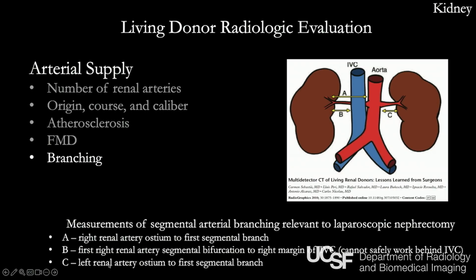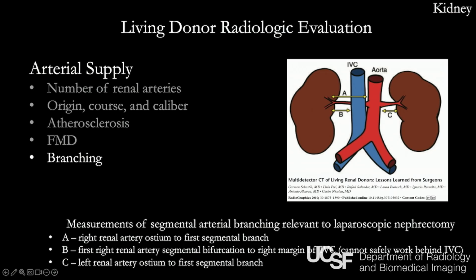So first off, we want to measure the right renal artery ostium to its first segmental branch. This gives a measure of the absolute longest renal vascular pedicle that can be used for the transplant. And then more importantly, in the laparoscopic sense, is the first right renal artery segmental bifurcation to the rightward margin of the inferior vena cava. That's measurement B here. And again, that's because it's very challenging to work behind the vena cava in a laparoscopic setting.